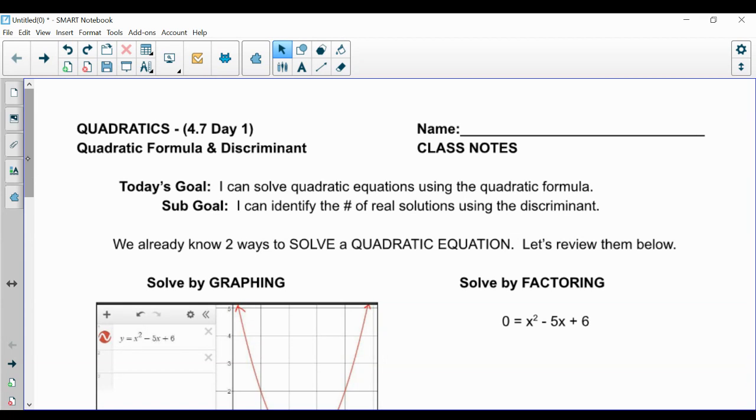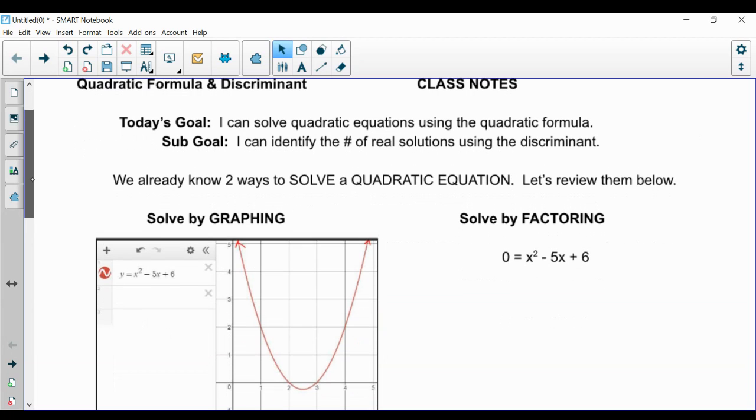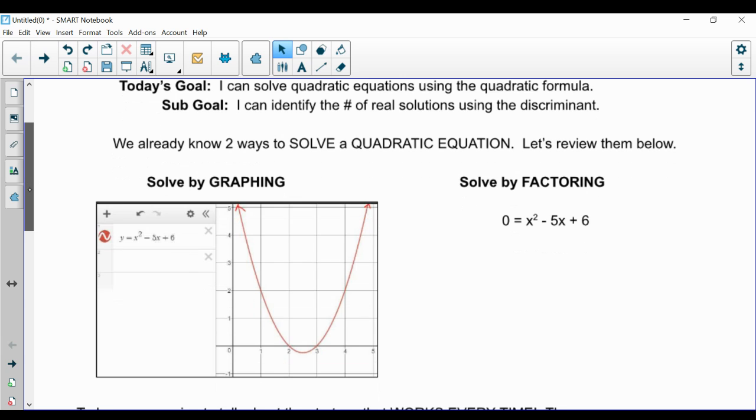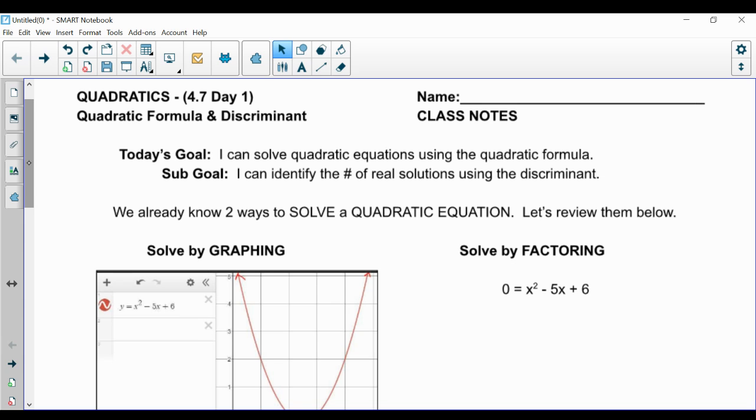Hello, today's goal, we are going to go ahead and start solving quadratics by using the quadratic formula. You have seen this before in Algebra 1. Today we're specifically going to look at the discriminant, which is the number that we get that's underneath the square root in the quadratic formula.